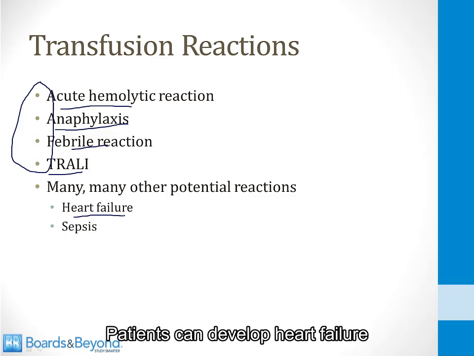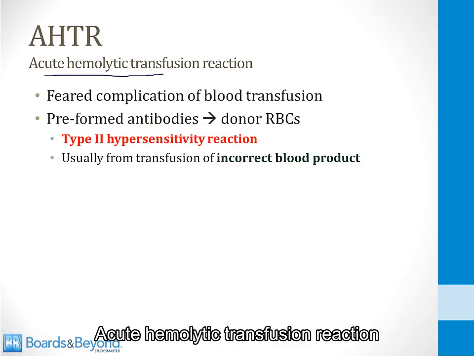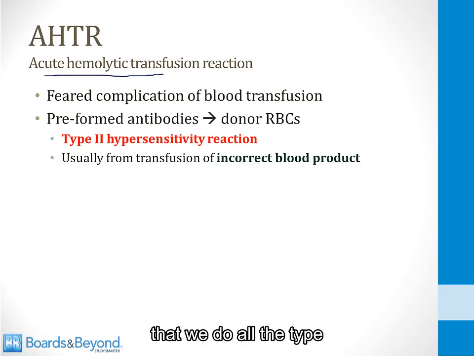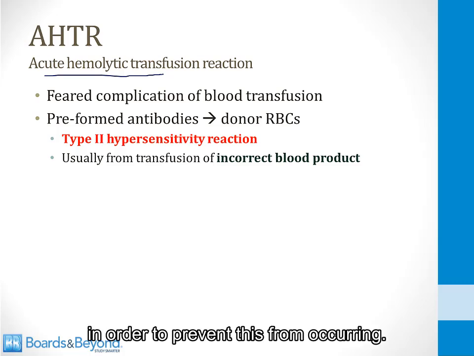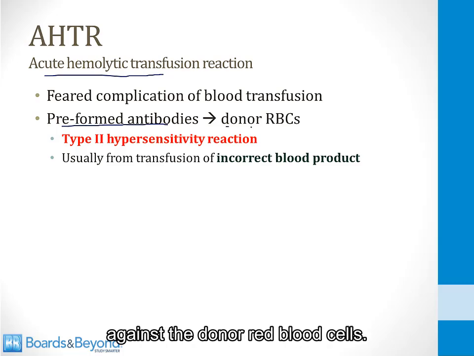Patients can develop heart failure after blood transfusions. Rarely, patients can develop sepsis if there is bacterial contamination of the blood products, and there are many, many other potential reactions. Acute hemolytic transfusion reaction is the feared complication of blood transfusions. This is the reason that we do all the type and cross-matching that we do in order to prevent this from occurring. This is when there are preformed antibodies in the recipient against the donor red blood cells.